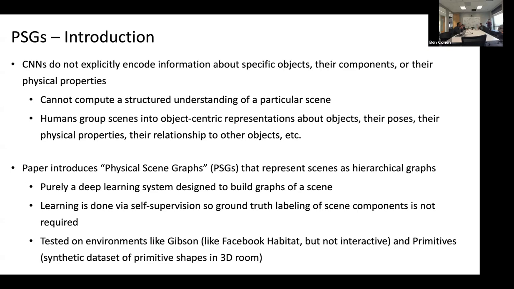So their idea is to introduce this notion of what is called a physical scene graph. Like I mentioned, that's basically a hierarchical graph of a particular scene. And this is purely a deep learning system to do this. And I think the key thing that they highlight in this paper is that they learn this by self-supervision. There's no need for a ground truth labeling of a scene and the particular objects in that scene.